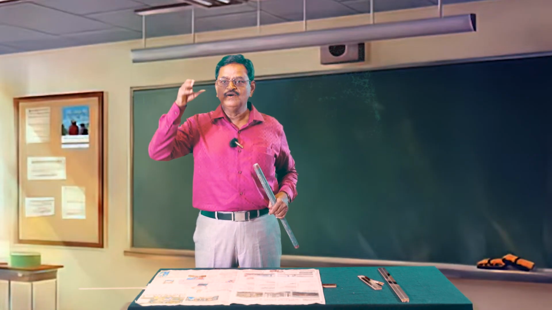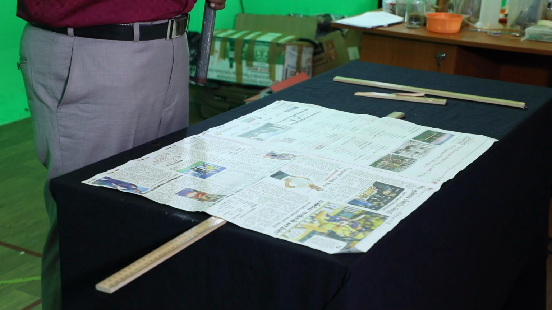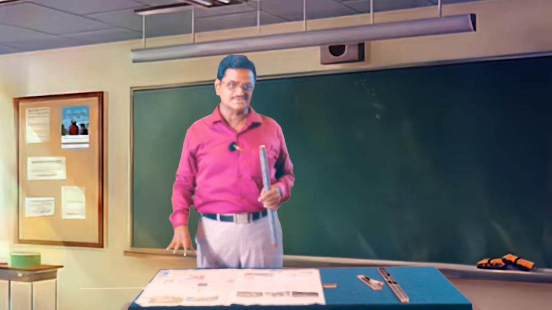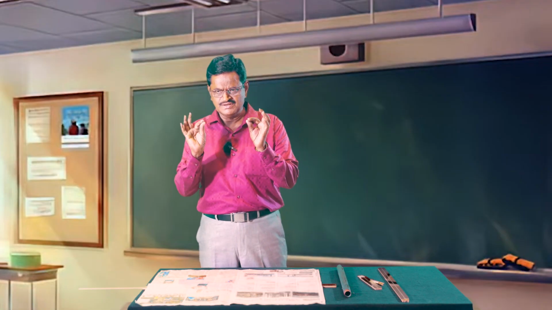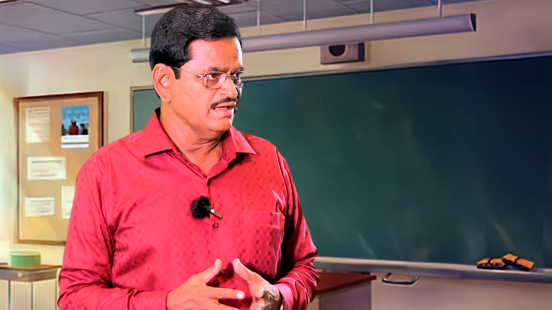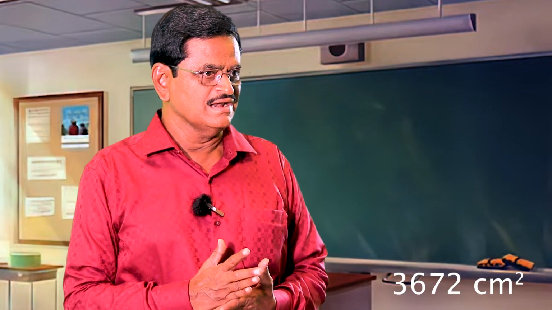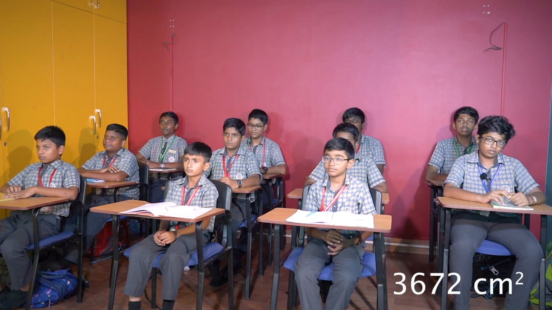Is it correct? And the force, what is the force exerted on the paper? Force due to atmospheric air pressure. Okay, but how much air pressure is acting on the paper? We are going to do a very simple calculation. So length is 68 and breadth 54. If you multiply, you will get the area 3,672 centimeters square. Very good.